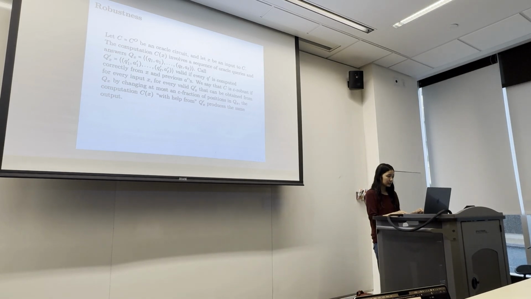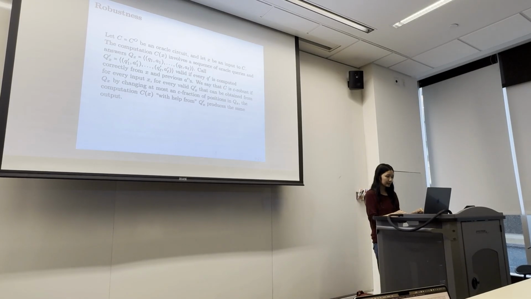This is a more formal definition of robustness. We're going to define epsilon robustness like this. Let C be an oracle circuit and let X be an input to C. Then this computation C of X is going to involve some sequence of queries and answers to this oracle, which we could denote by this string Q sub X. We're going to call another string of this form with queries and answers, Q sub X prime, valid if every query q prime in this string is computed correctly from X and the previous answers a prime.